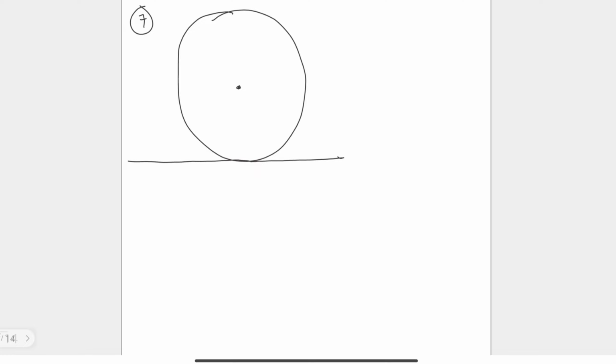Rule number 7, we have the center of the circle again, and we have a tangent. The tangent is always at a right angle to the radius of the circle.